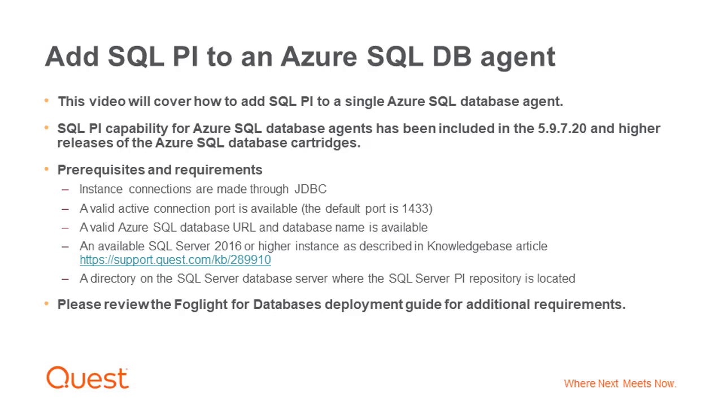An available SQL Server 2016 or higher instance as described in knowledge-base article 289910, and a directory on the SQL Server database server where the SQL Server PI repository is located. Please review the Foglight for Databases deployment guide for additional requirements.